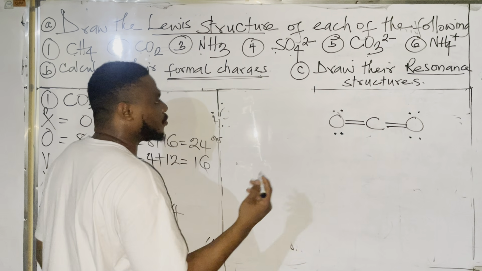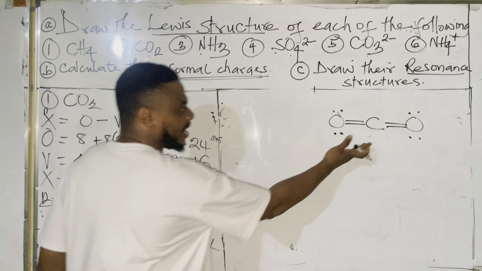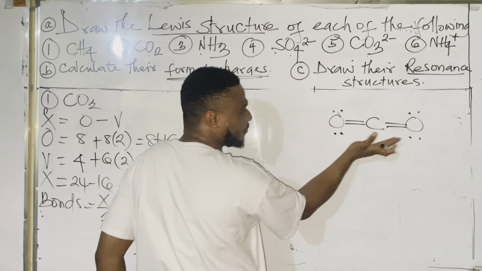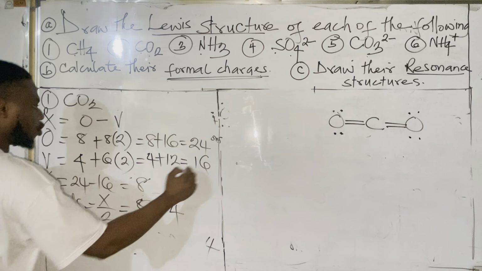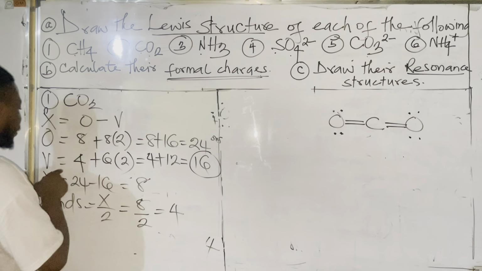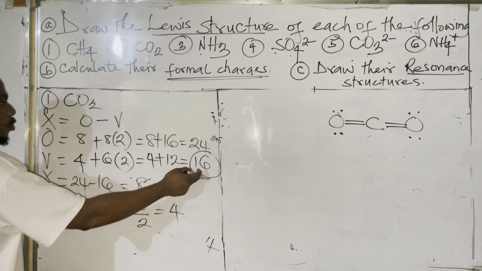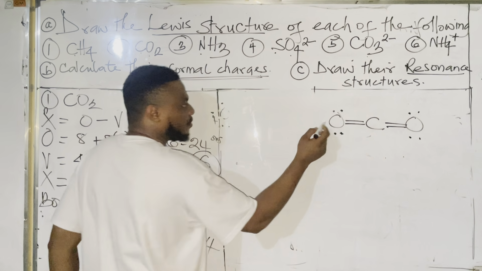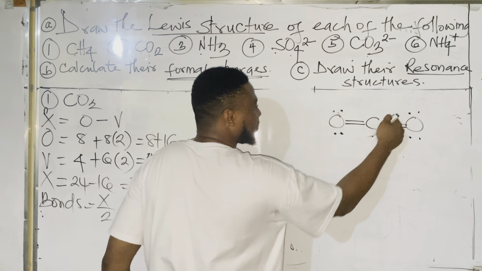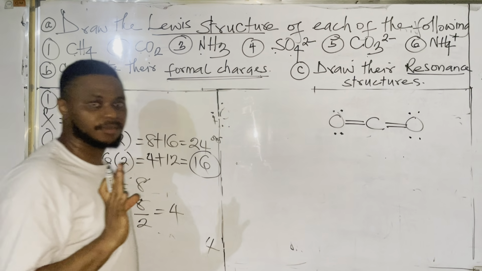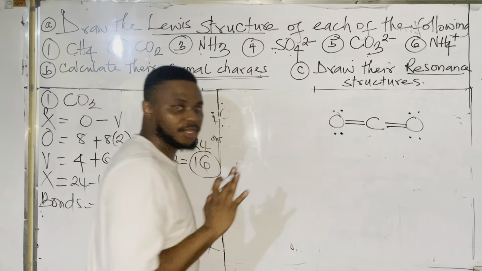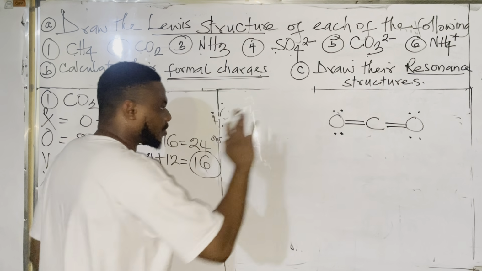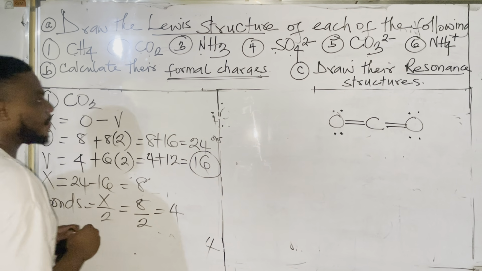So now, how do you even know that you are correct? Now, the total number of electrons that you should have in your Lewis structure should be equal to what you got in V, which is 16. So go back and check what you got in V. We have 16, so let's count if it will give us 16. 2, 4, 6, 8, 10, 12, 14, 16. So that's for carbon dioxide. Alright, so that's the Lewis structure for carbon dioxide.